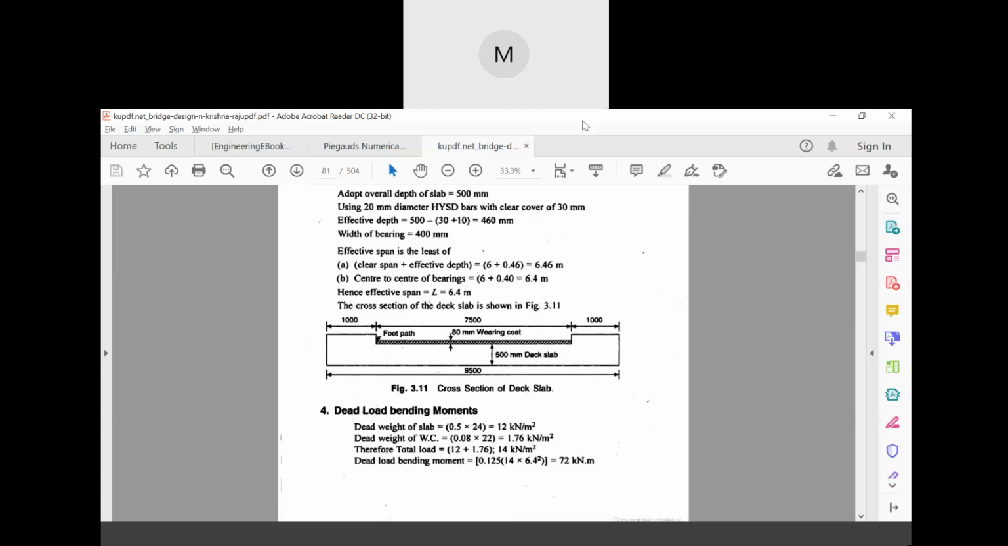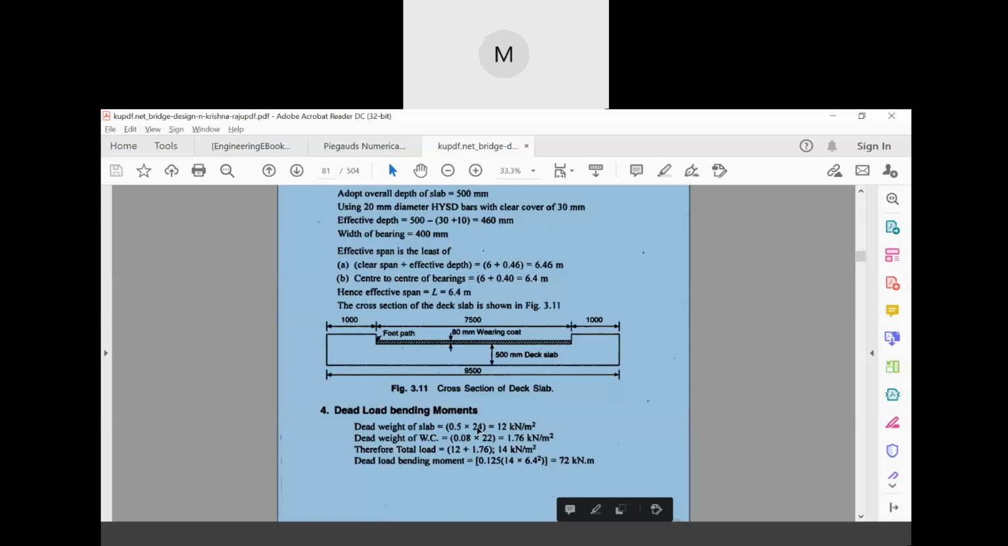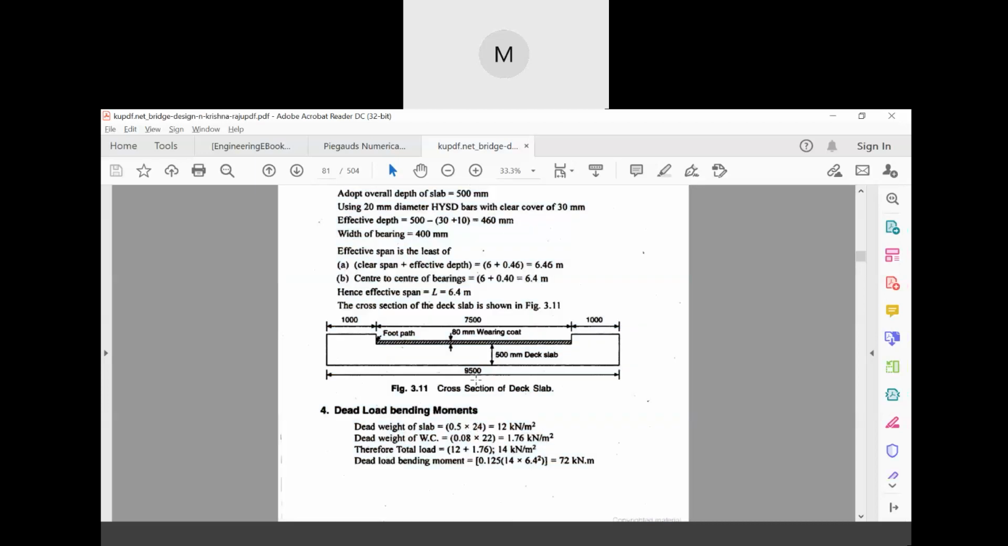Someone asked me to explain the dead load bending moment. Okay, fine, I'll explain it to you again. The dead weight of slab is 0.5 into 24. Just now we discussed that 24 is the unit weight of concrete, and 0.5 comes from the 500 mm deck slab thickness. Then we go to the dead weight of wearing coat.